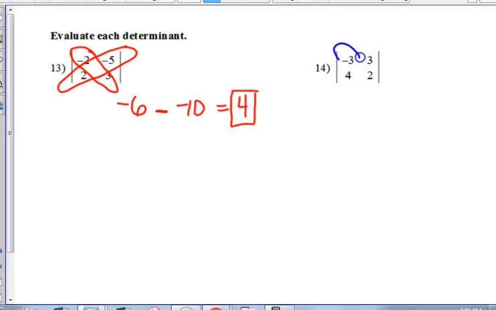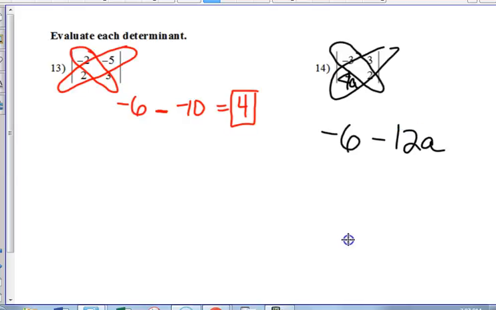What about on this one? You wrote an A on our worksheet. Oh, thank you. Yes. Because it does make it more complicated, of course. Okay. So this way we're going to do, we get what? Negative 6. Minus, this way we get 12a. Okay. That's it. It is a single answer determinant.